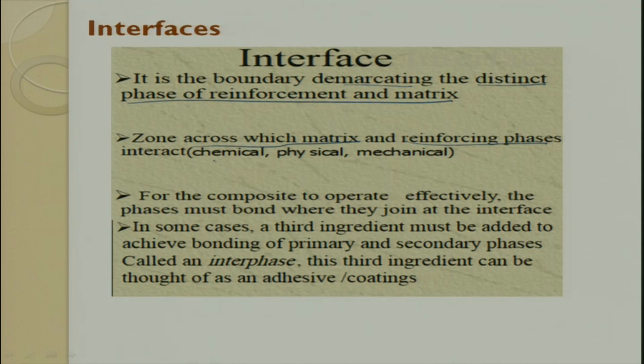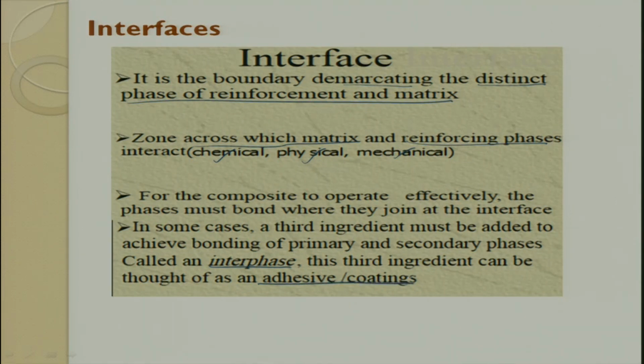The interaction can be chemical, it can be physical, it can be mechanical. Mechanical means it can be through mechanical locking, right. For the composite to operate effectively, the phases must bond where they join at the interface. In some cases, a third ingredient must be added to achieve bonding of primary and secondary phase, called an interface. Is it clear? This third ingredient can be an additive or a coating.